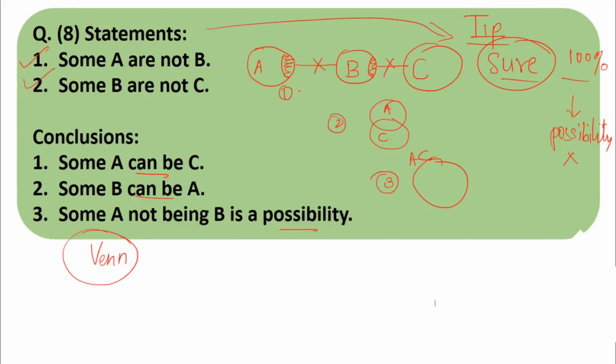Now over here, what do we see? That A and C are away. So some A can be C, this conclusion is not possible over here. In the second situation, some A can be C. Is that right? Yes, some A can be C because overlapping is there. So the conclusion is possible over here. So this conclusion is right.